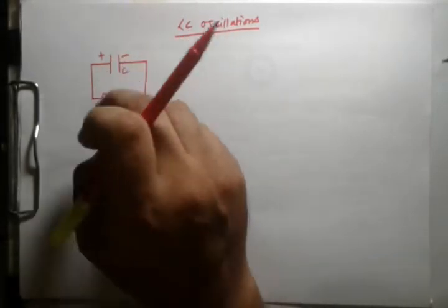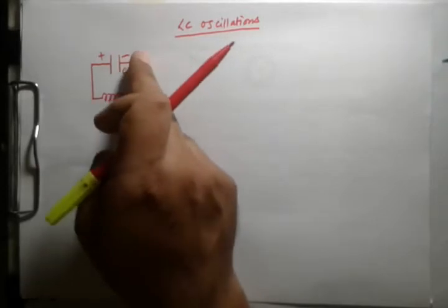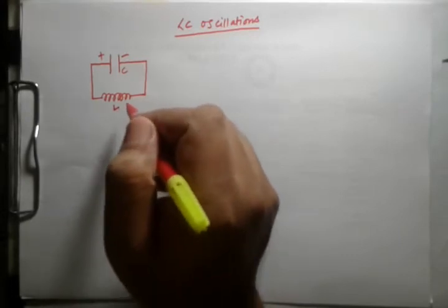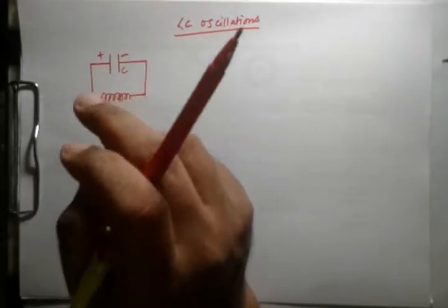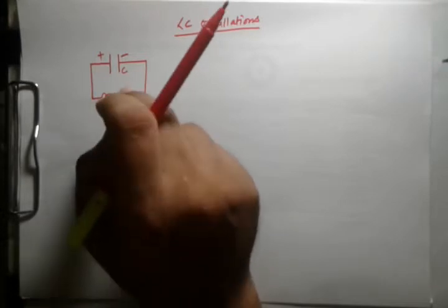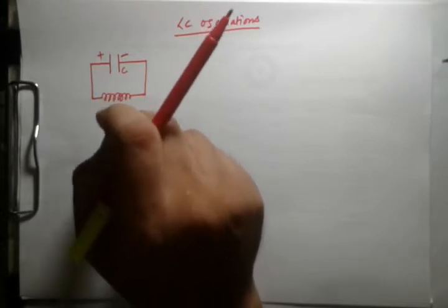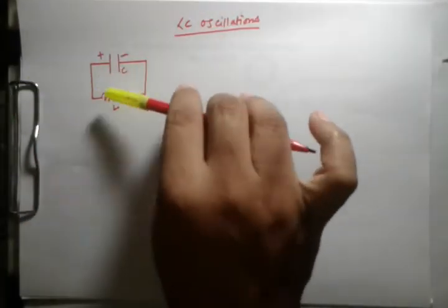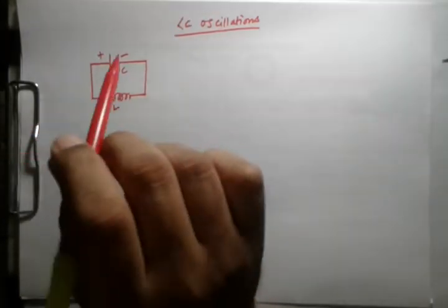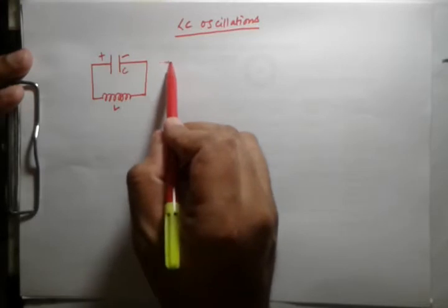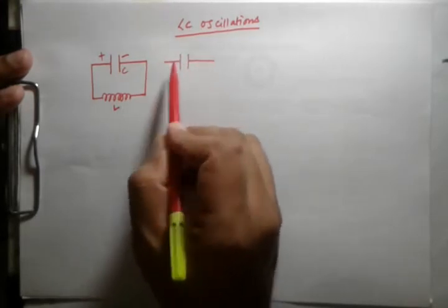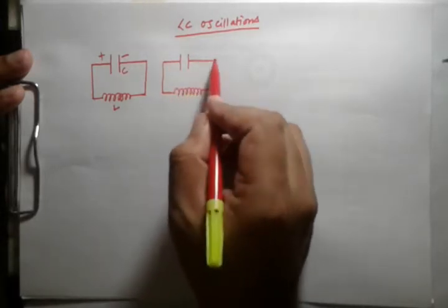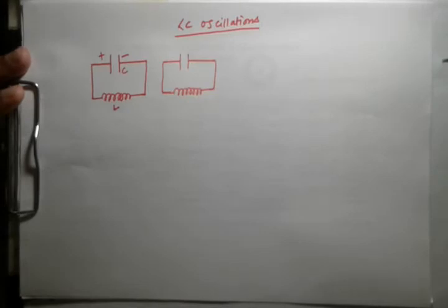Now when the capacitor is fully charged and is connected to the inductor, the capacitor will try to discharge. It will discharge through this inductor. As it discharges through the inductor, what will happen? A current will pass through the inductor, or you can say the current starts flowing through the inductor. As a result of this, a magnetic field is set up around the inductor. So what will happen in the next picture? In the next picture, the capacitor is fully discharged and the magnetic field will be produced around the inductor.